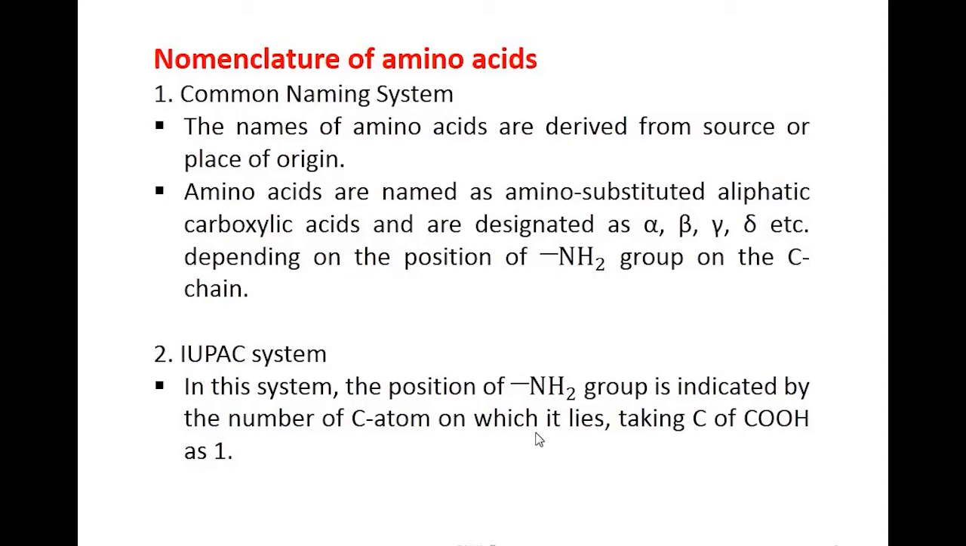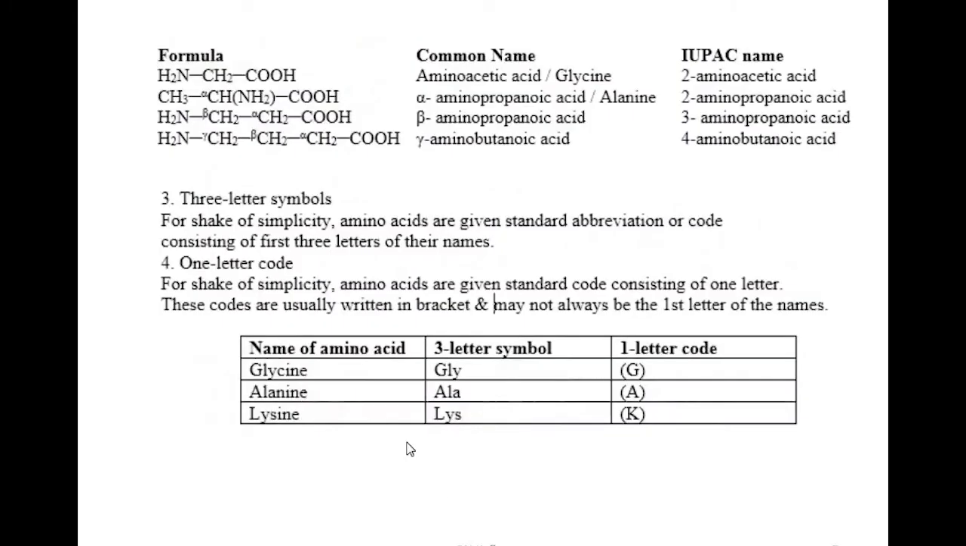IUPAC system. In this system, the position of the NH2 group is indicated by the number of the carbon atom on which it lies, taking the carbon of COOH as 1. So we will be counting the carbon present in the acid group as 1 in the IUPAC system. Let's see this example. First we have the formula in this column, then the common name and IUPAC name. Together we have it.